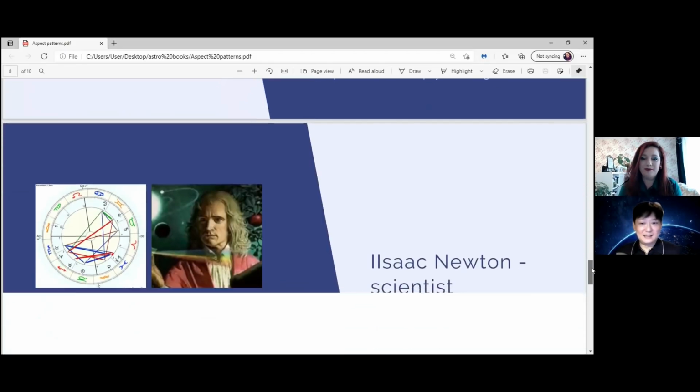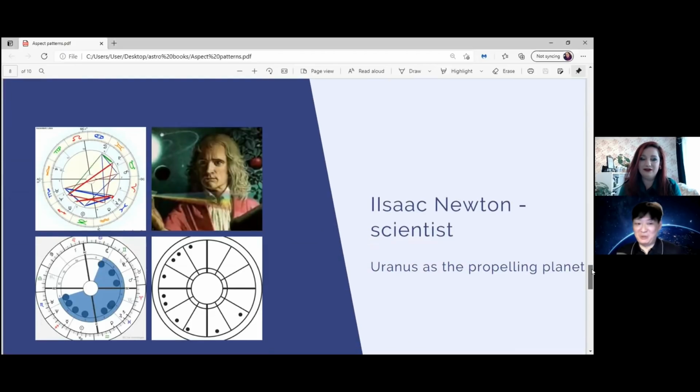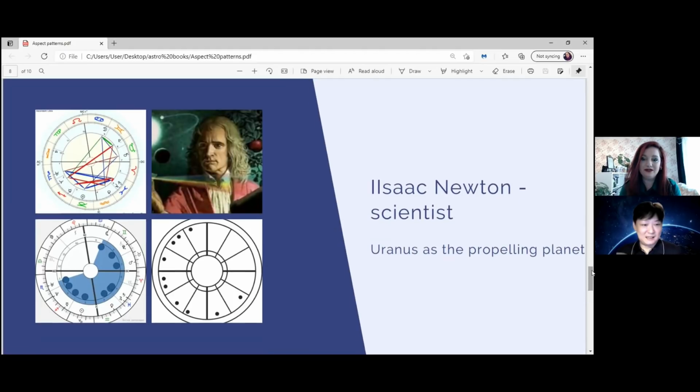And an example is Isaac Newton, who is a scientist. Of course, he is a person of many faces, I would say, but he's always been into different inventions and making the world better.